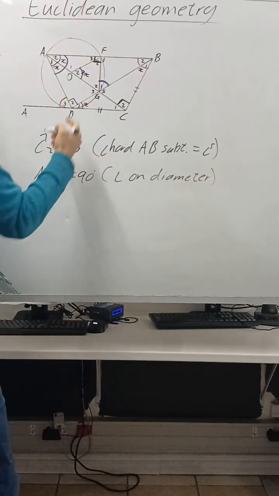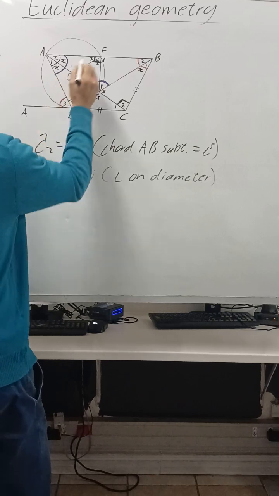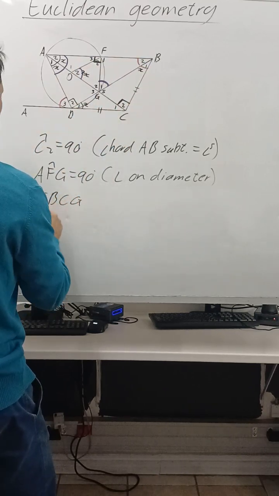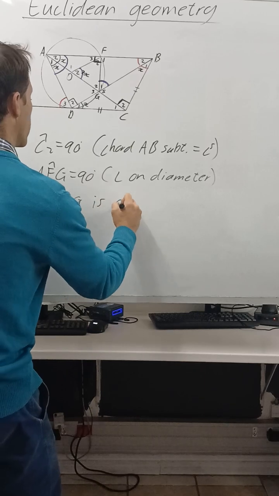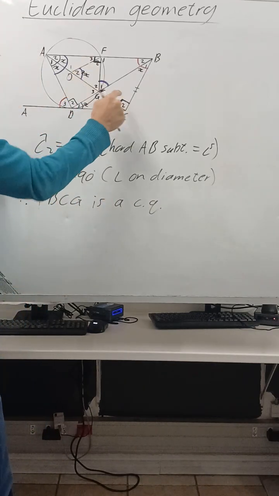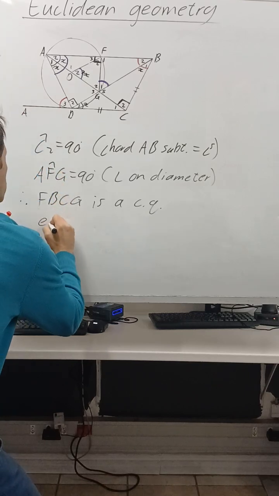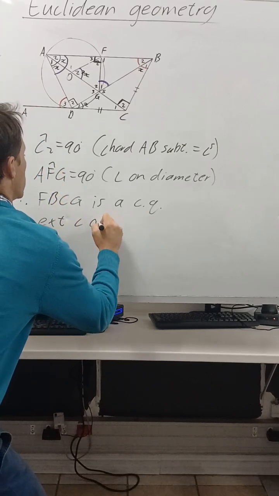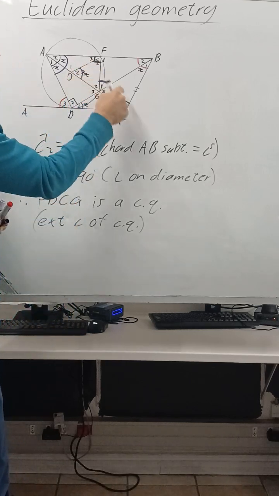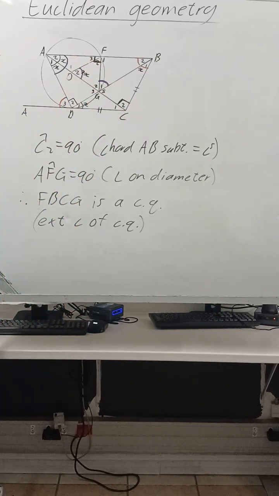And then we actually showed it. We can say, therefore, FBCG is a cyclic quadrilateral, and our reason, exterior angle of cyclic quadrilateral. Okay, the exterior angle is equal to the opposite interior angle.